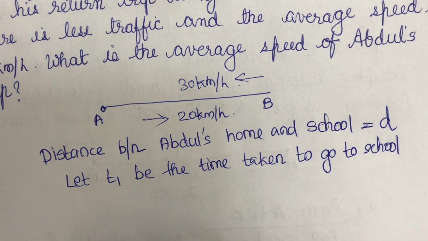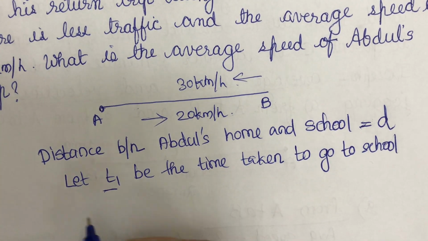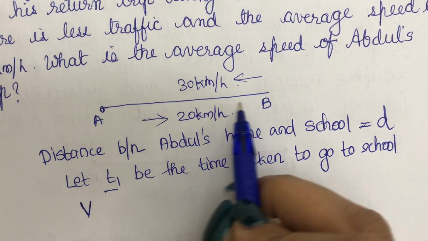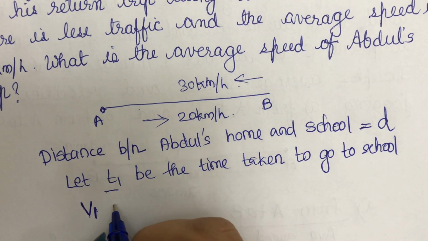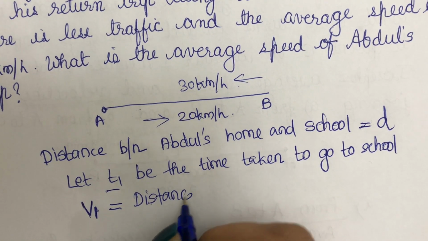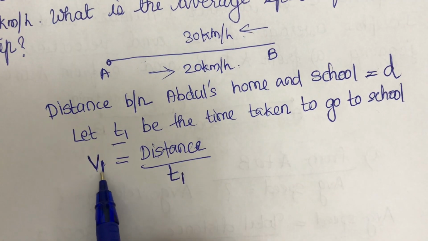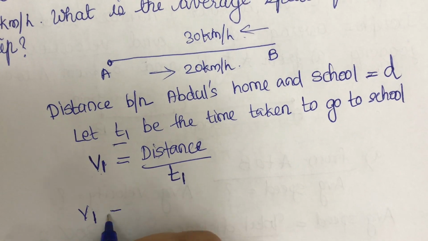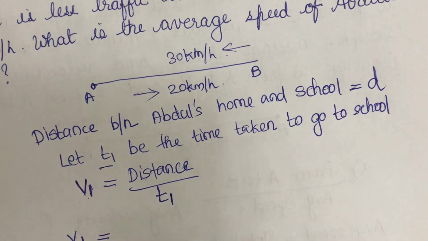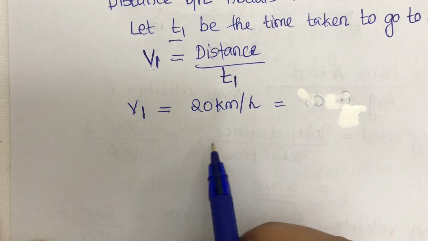Okay, time taken to go to the school. So this route A to B is how much? T1. Okay, and now we have what? Average velocity, that is velocity from A to B, that is V1 will be what? Average speed will be what? That is distance by time, that is T1. So we have V1. V1 is given as the speed for the trip to be 20 km. First speed is 20 km, so we will write 20 km per hour. So now you have V1 is equal to 20 km per hour.